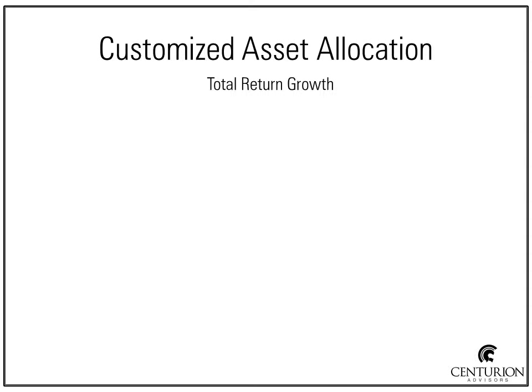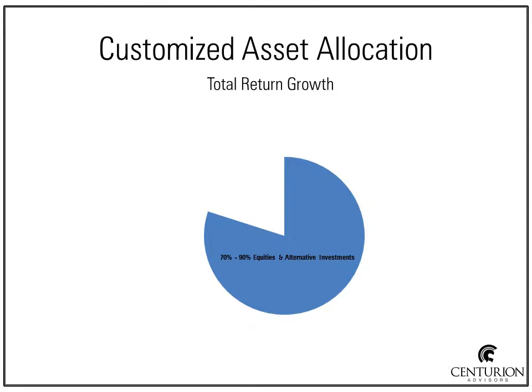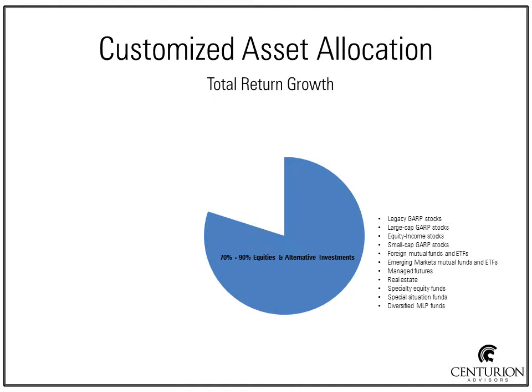Now, taking a look at how these portfolios are constructed and what they invest in, we'll look first at the total return growth portfolio. This portfolio contains between 70 to 90% equities and alternative investments. Within this super asset class are the individual stocks we manage in our individual equity portfolios, the legacy large cap and small cap GARP portfolios, and the dividend-based equity income portfolio. The remainder of this asset class is filled with other diversified equity mutual funds and ETFs to ensure asset class coverage, and alternative investments such as managed futures and real estate.